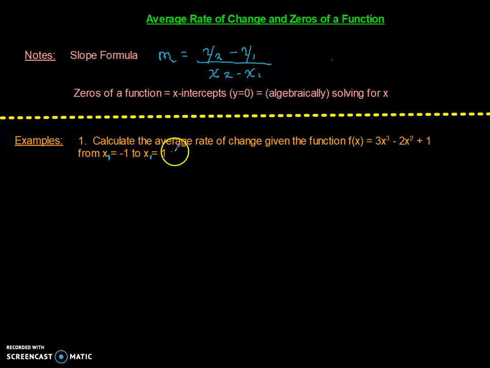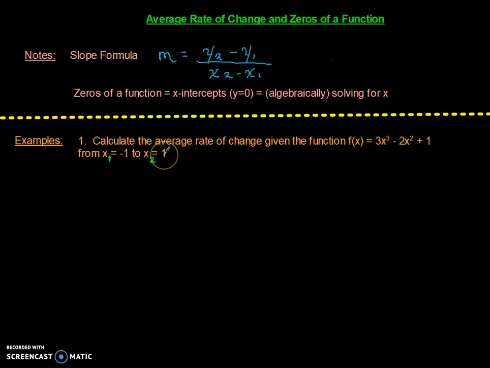We'll go over the zeros afterwards, but we have an example here of an average rate of change. You're given the function and you're given the x values. So the biggest thing is just to make sure that you label which one is x sub 1 and which one is y sub 1, x sub 2, and y sub 2, because that seems to be the biggest mistake I see if you guys have the slope formula. So we're going from x equals -1, so that would be x sub 1, and then we're going to x equals 1, so that would be x sub 2.